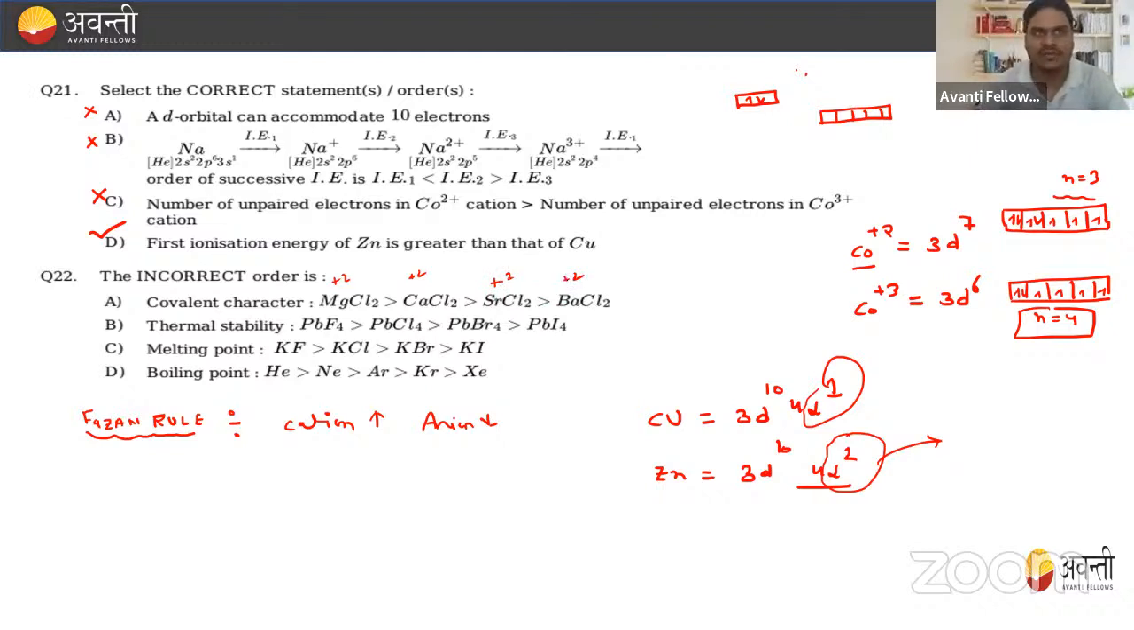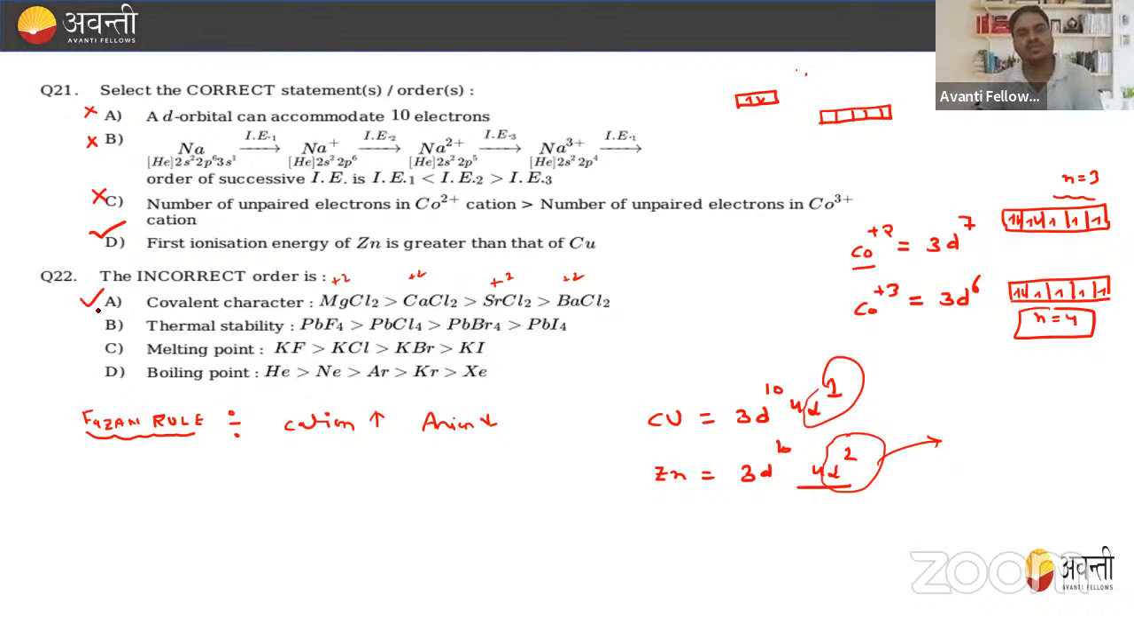So now we can see the size, because when the size difference between the cation and anion is very large, the cation of smaller size shows covalent character, right? So out of these, which are smaller in size? So we know that beryllium, that is Be, and Mg. So Mg is smaller, right. So this statement is absolutely correct.